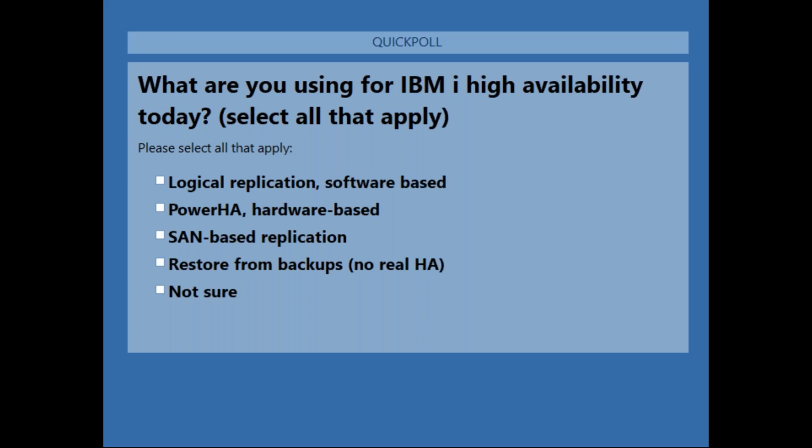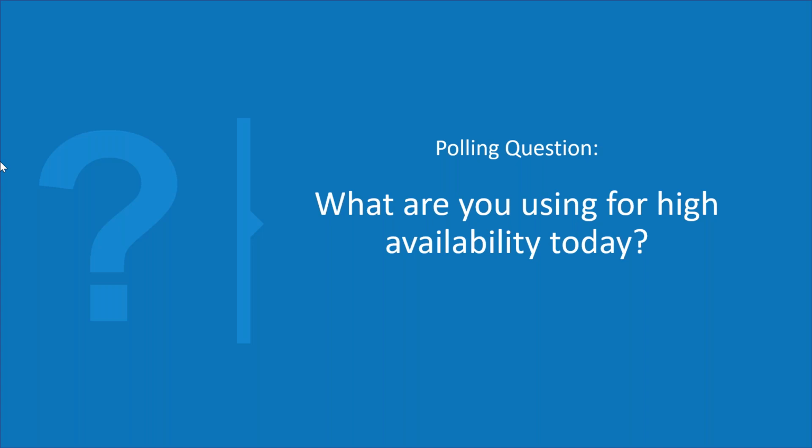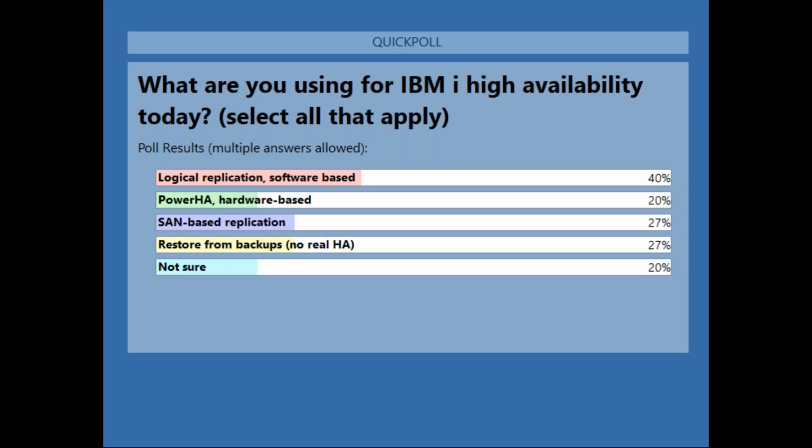I want to thank everybody for answering this first polling question. I'm going to close it out here, even though we didn't get everybody 100%. Looks like logical replication, software-based replication is the number one. No surprise, it's been around the longest, 40%. 20% using PowerHA, hardware-based replication. 27% just doing SAN-based replication, and then 27% with us that are doing no real HA, and then a few that are not sure. So thank you for answering that. I'll share the results out to you, and sorry I didn't do that sooner, but let's move along here.